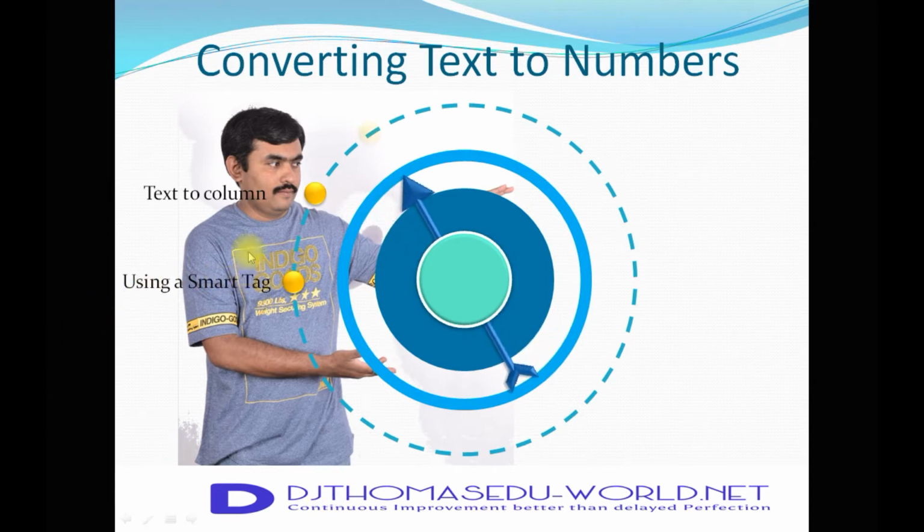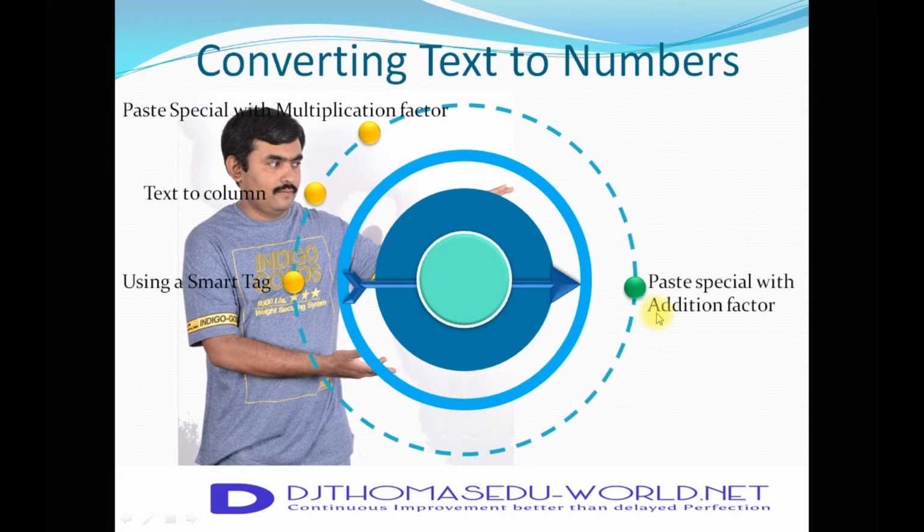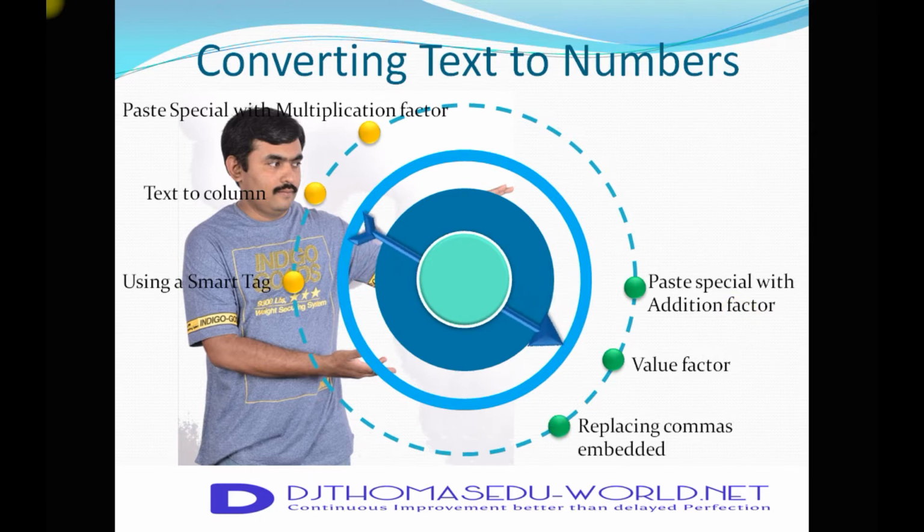Number one is using smart tag. The second is using text to column. Third is using paste special with multiplication factor. The fourth includes paste special with addition factor. The fifth is using the VALUE function, and the final and sixth is replacing the embedded commas.